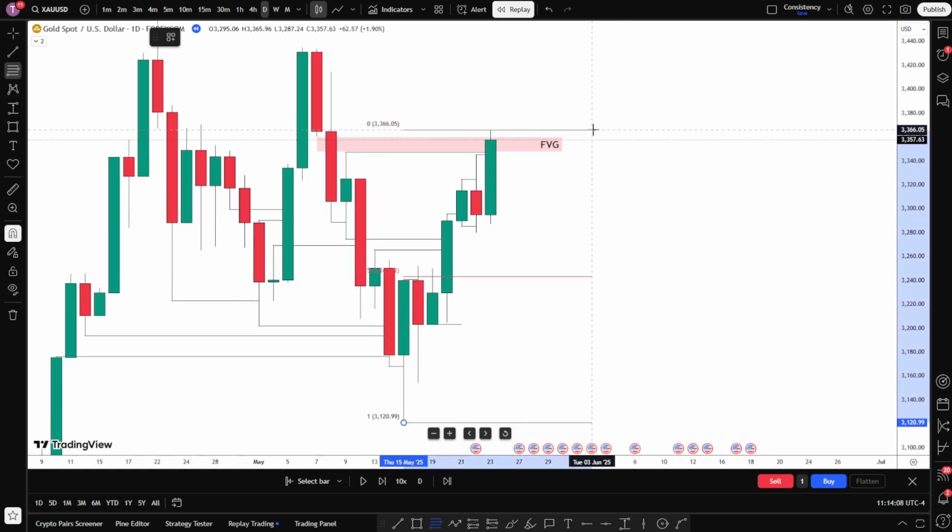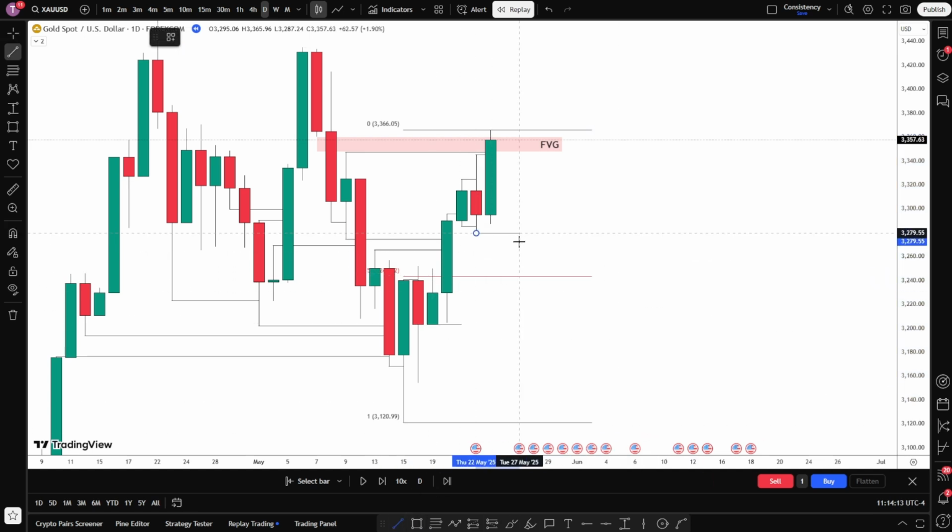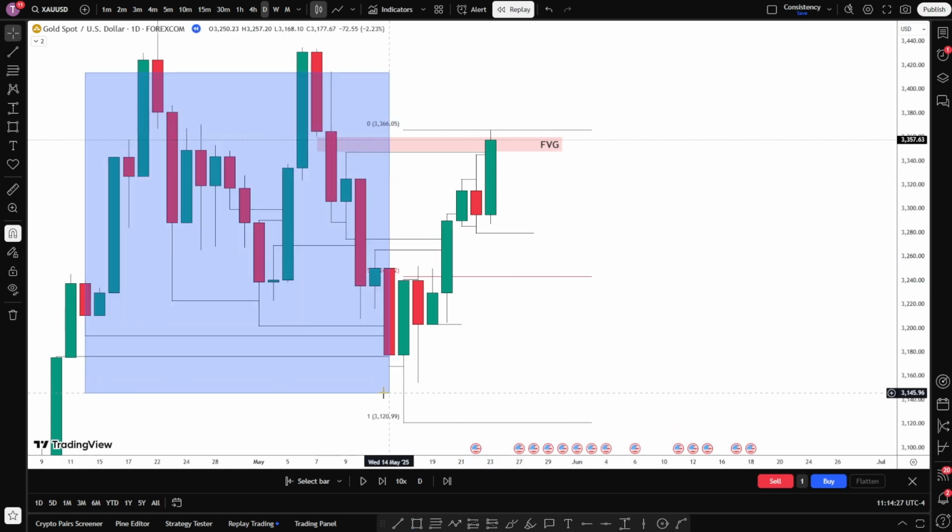So now getting our equilibrium. Right here we have equilibrium and we have an intermediate term low. These intermediate term lows are lows lying inside of a fair value gap. So here's our fair value gap, and as you can see, we have this low resting inside here. Let me just get rid of all of this, might be a bit confusing now.